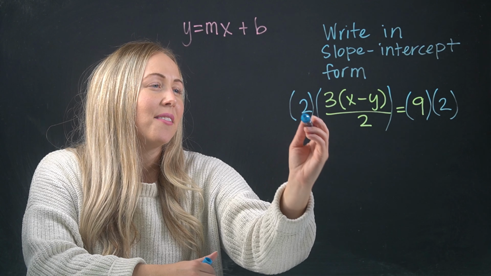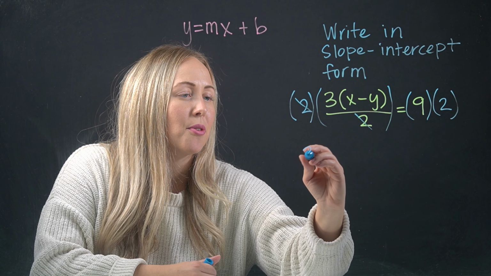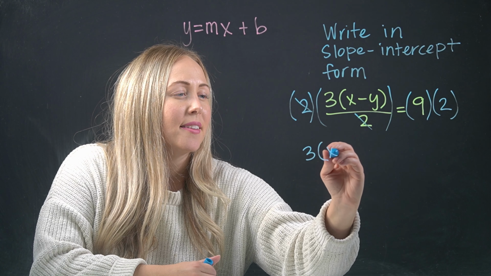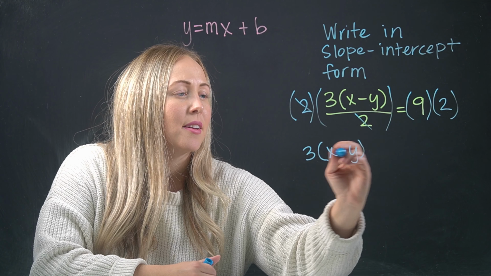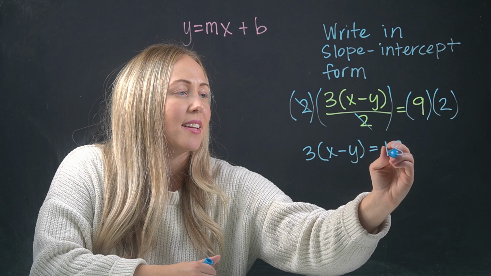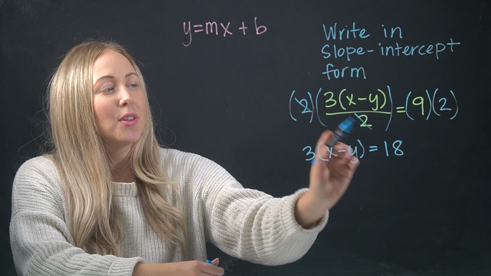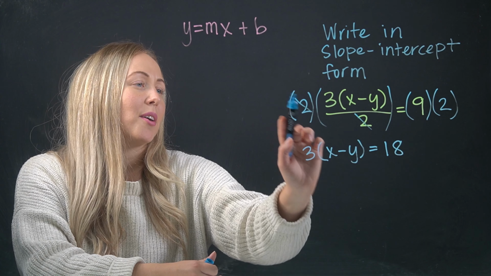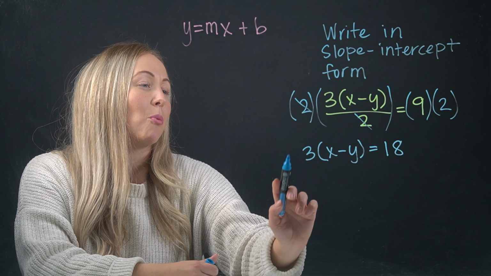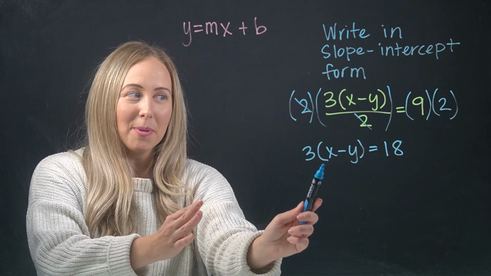So now these 2's are gonna cancel, okay? So we're gonna get 3x minus y, and the bottom is gone, equals 9 times 2 is 18. So remember, 2 divided by 2 is equal to 1. 2 over 2 is 1, so this goes to 1. And that's why it goes away, because it's just like we're multiplying by 1 out in front. 9 times 2 is 18. Excellent. So now this is a little bit easier, right?